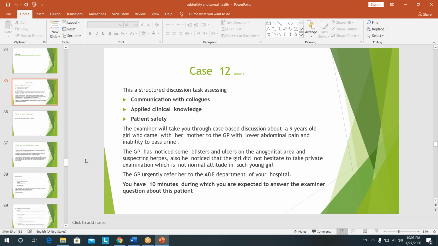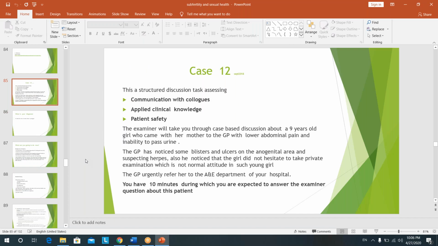My initial diagnosis is most likely she's a 9 years old girl presented with lower abdominal pain, inability to pass urine, and there were some blisters. So I suspect genital herpes simplex, plus or minus sexual abuse. Okay, good.